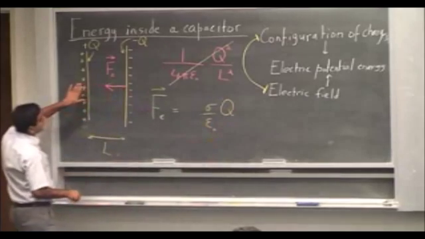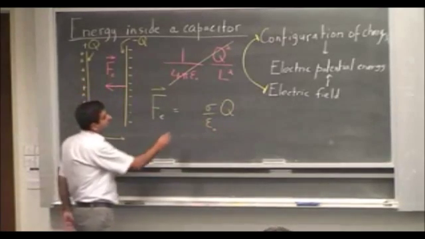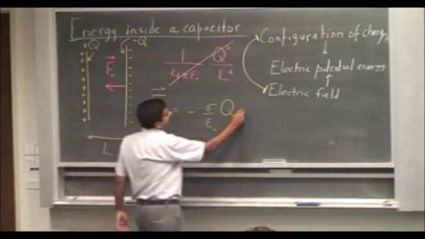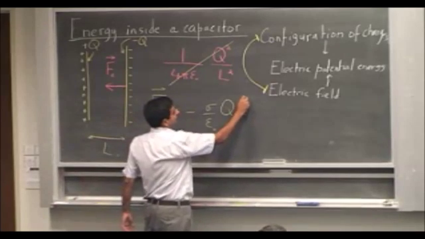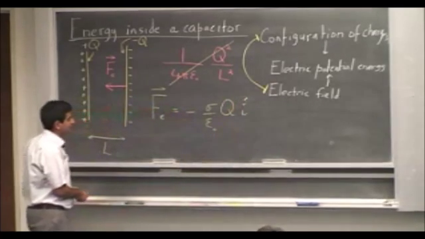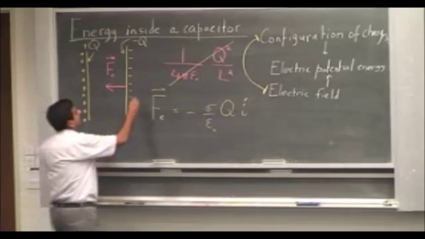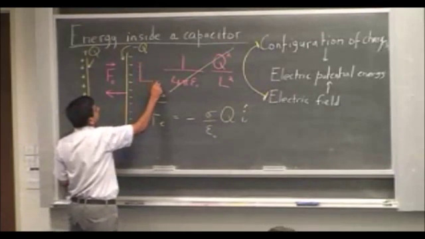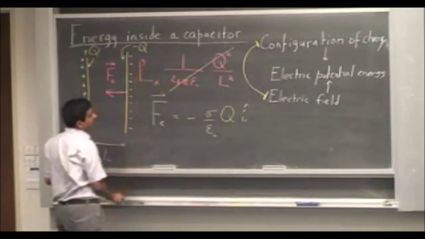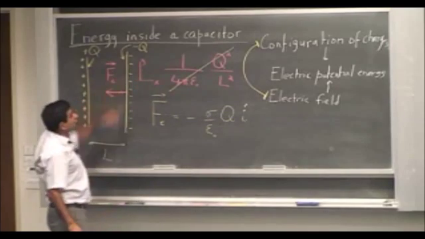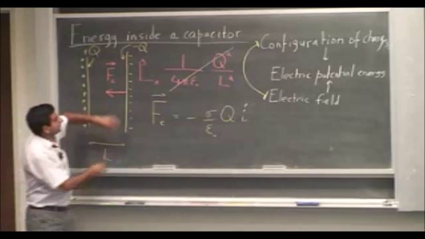And in order to take into account the direction of the electric field, I put a minus sign here with an iota. Okay? Where my axes are defined like this. This is my x-axis and this is my y-axis. Now this is the total electric force that acts on this plate.